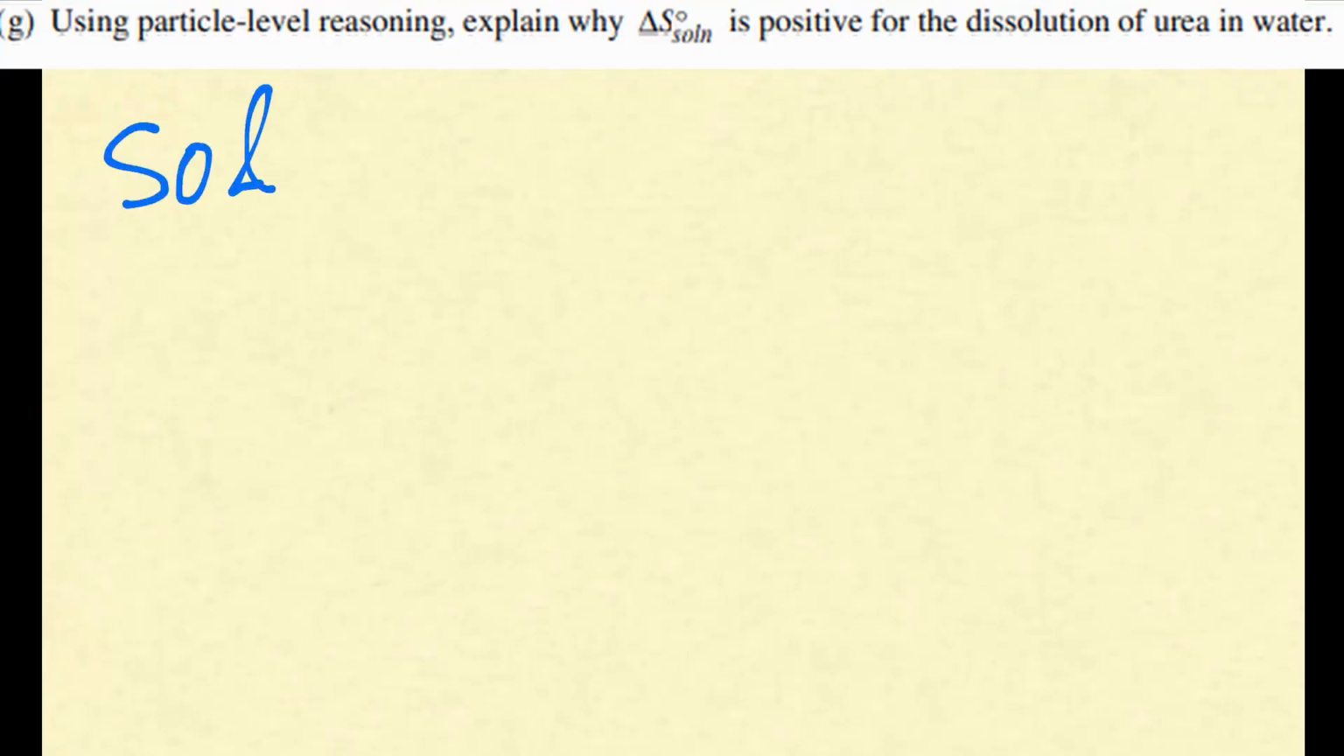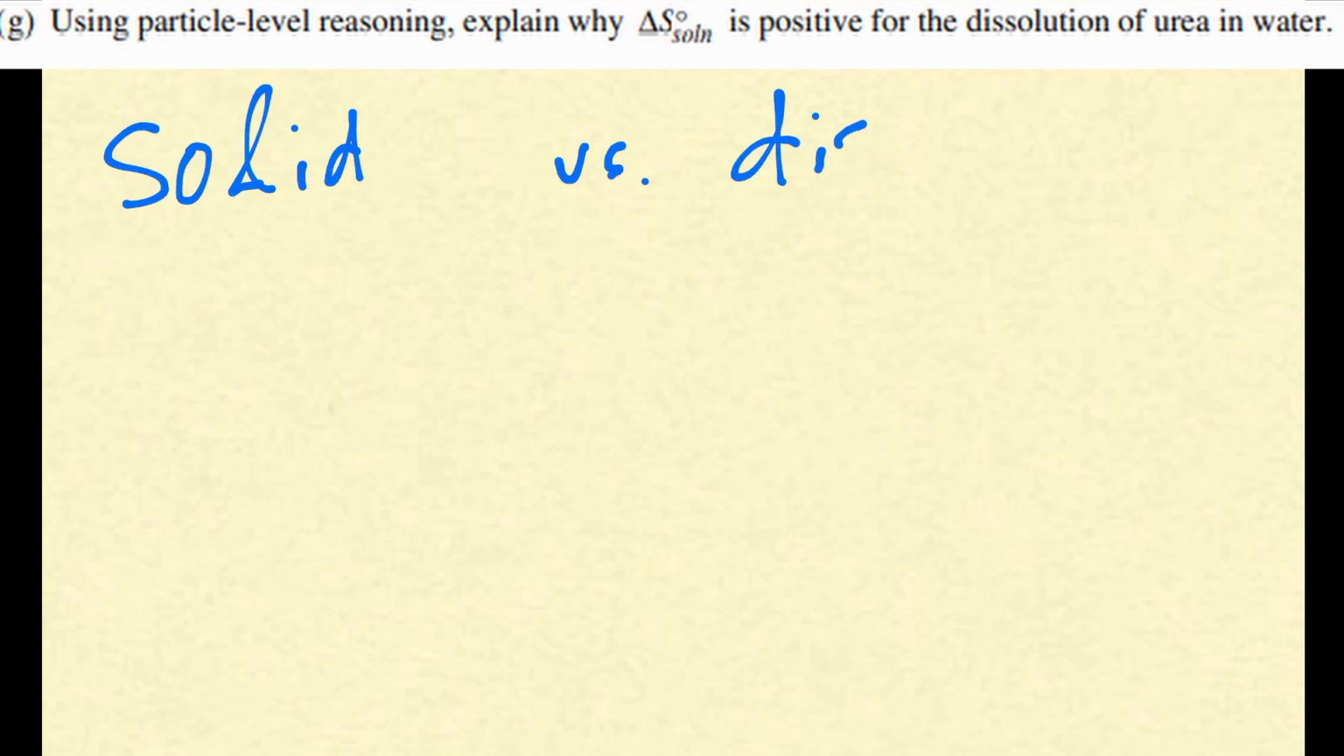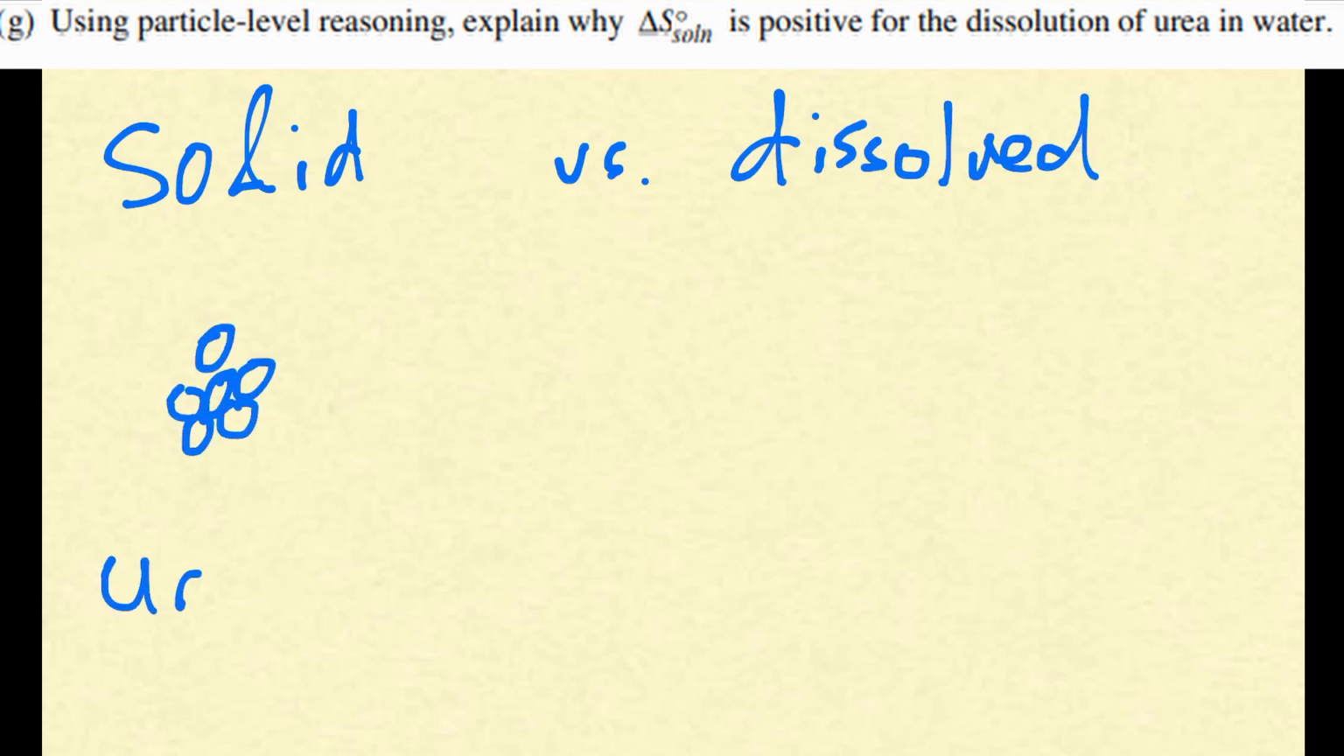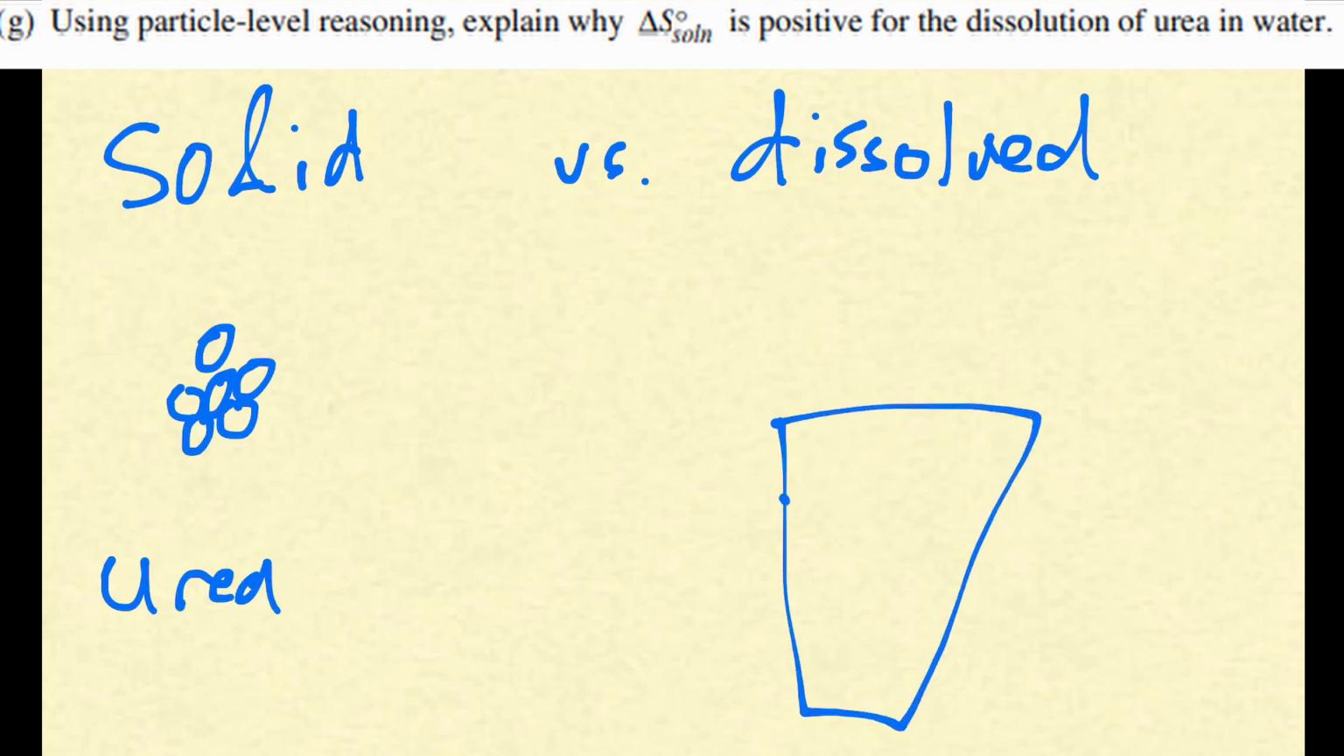As an AP chemistry student, you should know that solutions have more entropy than solids, but now you need to explain why. This is because there are more possible arrangements of the dissolved ions than there are of the solid urea by itself, and that's really all you need to say to ace this question.